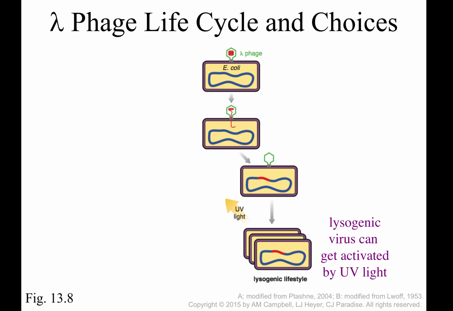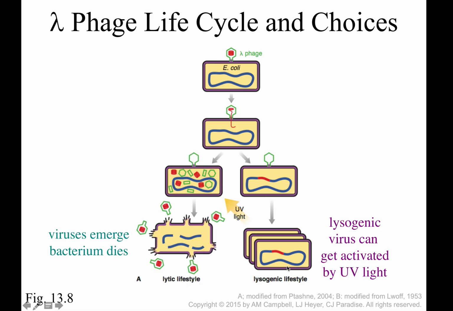So this was discovered in the 50s: if you treat a cell that is in the lysogenic phase and that has incorporated viral genome in it, it can get activated by UV light, and then that will cause the virus to exit the lysogenic life cycle and go into the lytic life cycle here, where it replicates and then bursts the cell.